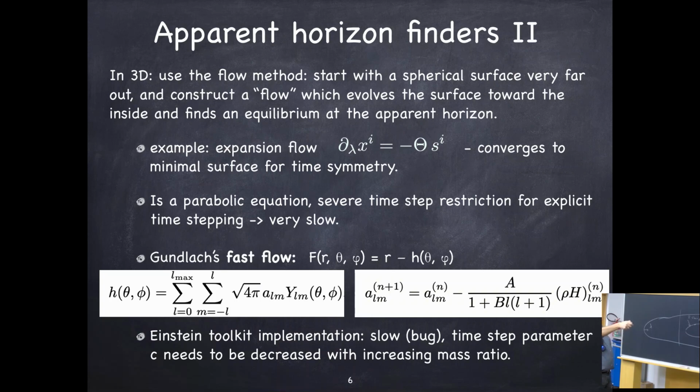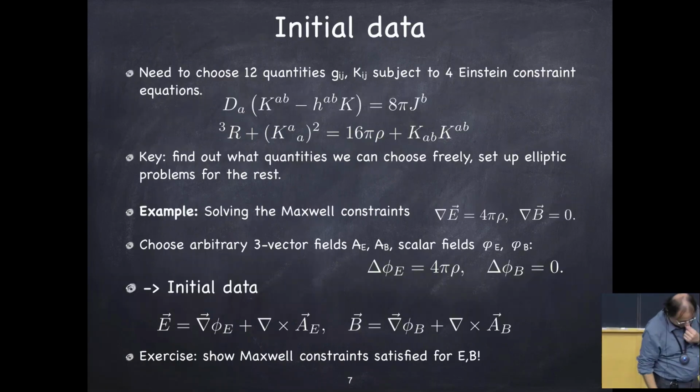However, this is a parabolic equation. It has very severe time step restrictions. It's very, very slow. So in order to make it really work, you have to do all kinds of extra tricks to make it really fast. You expand it in spherical harmonics and use some extra tricks, but this works very well. There's an implementation, for example, in the Einstein toolkit, which has a bug. But if you want to use it, you can ask me how to fix it. And this is a very nice, very robust method that is working in general. All right.